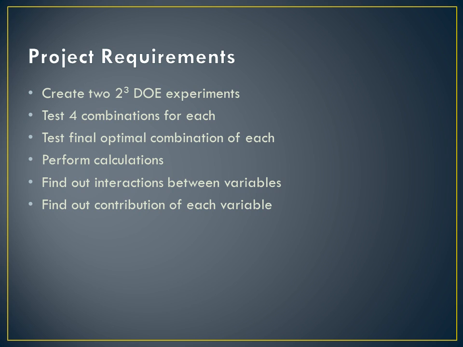Our project requirements were to create two 3-variable design of experiment experiments. Test 4 combinations for each, test the final optimal combination of each, and then perform calculations to find out the interactions between variables and the contribution of each variable to the total outcome.